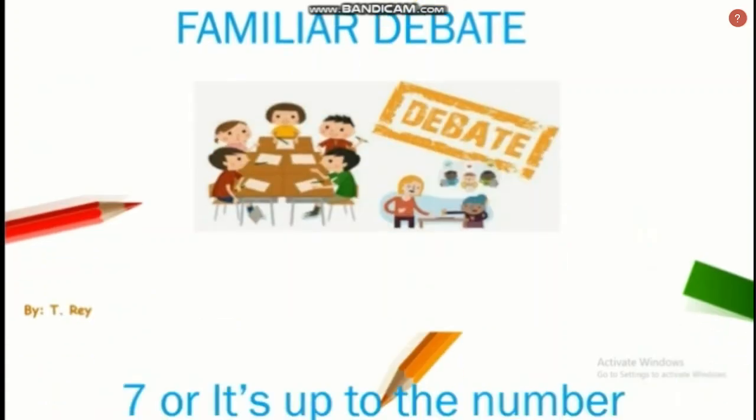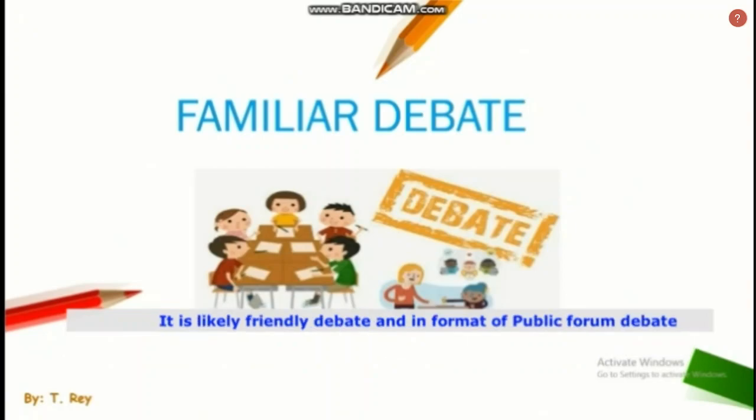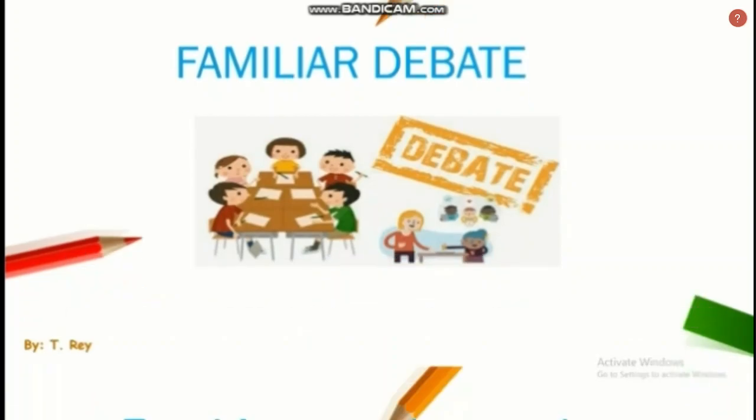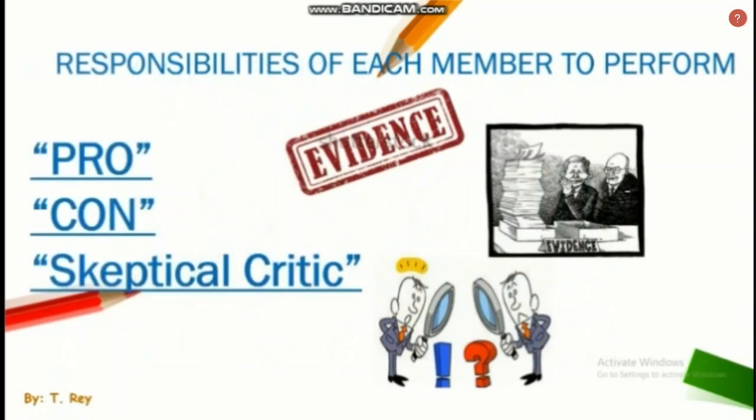Formal debate is a strategy in which two sides of an issue are presented and argued by two or more individuals within a given time period. This is a formal approach in which oral presentations are made by members of two opposing teams on topics that are pre-assigned and researched, and the speeches are followed by rebuttals from each other. It is like a friendly debate or the basic format of public forum debate. In class debate, instead of having two contending parties, it involves 7 members in a group assigned to debate on a topic. We now go on to the responsibilities of each member to perform.